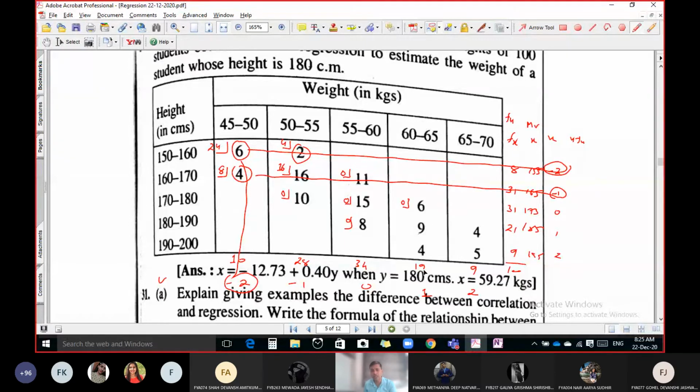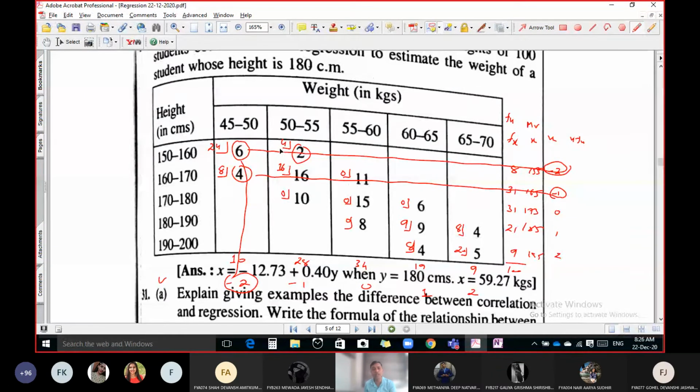9 into 1, so we get 9. 8 into 4, 2s are 8. 8 into 1 means 8 only. And 4 into 1 into 2 we get 8. And 5 into 2 is 10. 10 into 2 we get 20.